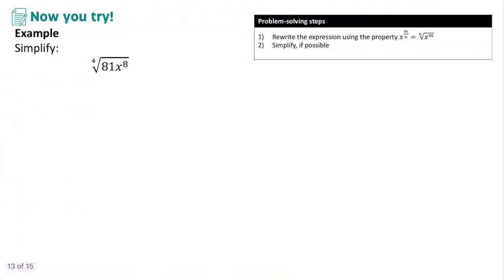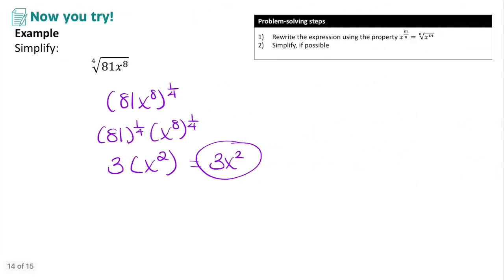So now you can go ahead and pause the video and try doing this example on your own. So we have the 4th root of 81x to the 8th. So this is 81x to the 8th to the 1/4. So that's 81 to the 1/4, and then x to the 8th to the 1/4. So 81 to the 1/4 is the 4th root of 81, which is 3. And then 8 times 1/4 gives me 2, so I have 3x squared as my final answer.